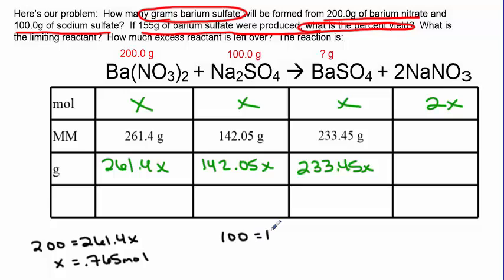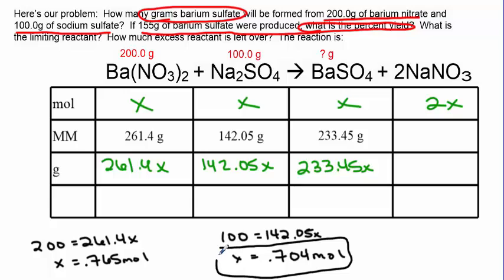We're going to do the same thing here. We get 100 equals 142 X, again, it's okay to round that. Oh, sorry, I'm looking at the wrong problem. Let me erase that. Your X factor here is 0.704 moles. So not much difference, but this one is a little bit smaller. So this is the X value that we are going to use.